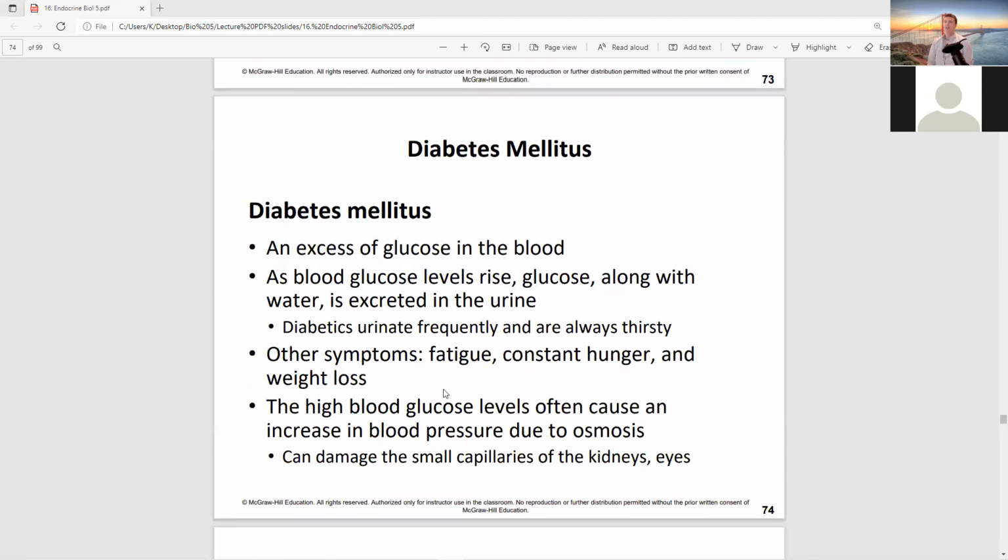Diabetes mellitus is an excess of glucose in the blood. As blood glucose levels rise, glucose along with water is excreted in the urine. Diabetics urinate frequently and are always thirsty. Other symptoms include fatigue, constant hunger, and weight loss. The high blood glucose levels often cause an increase in blood pressure due to osmosis and can cause damage to the small capillaries of the kidneys and the eyes.